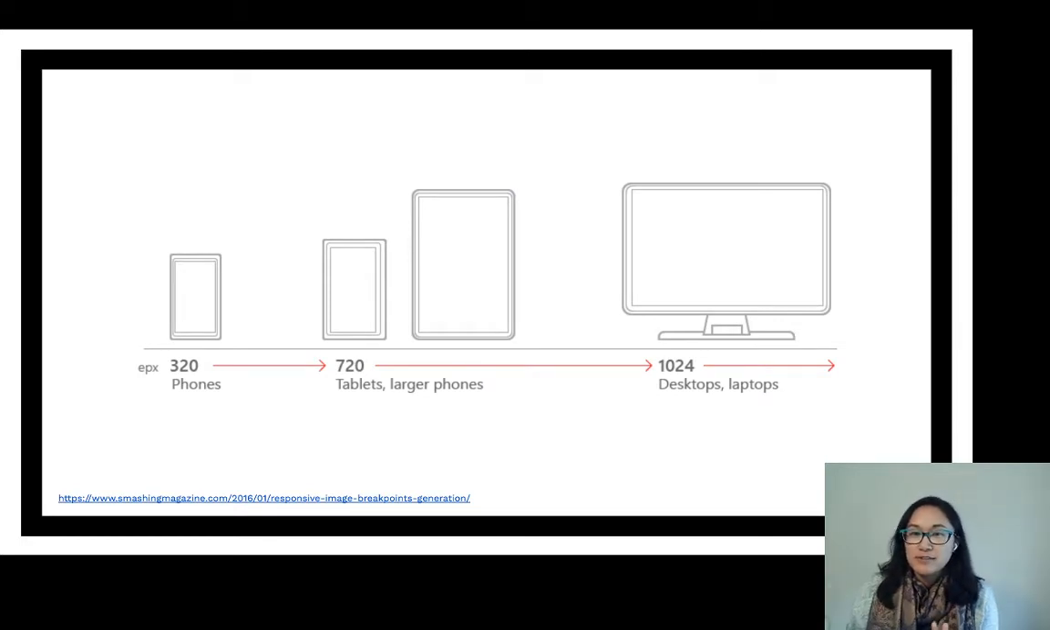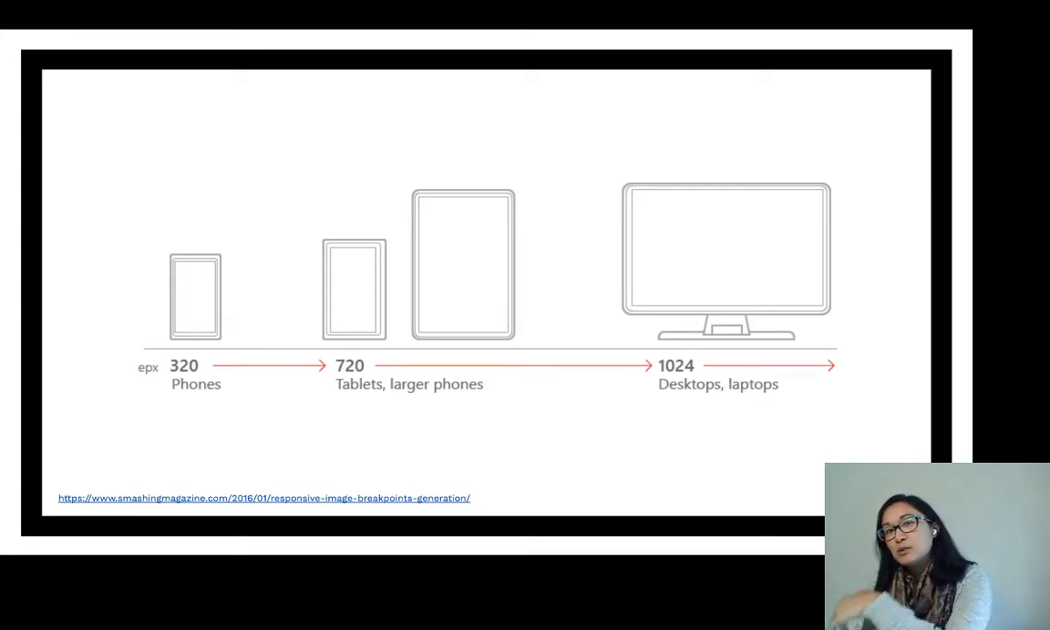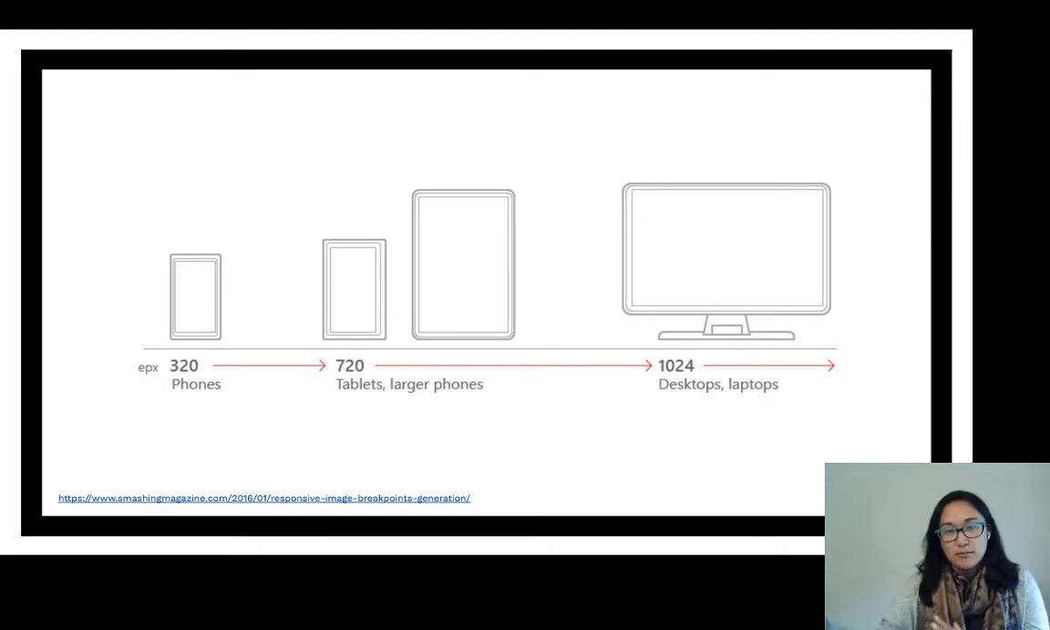Anything up to 720 are the larger tablets or larger phones. And then anything beyond 1024 is desktops and laptops. So all of the in-between space is really the breakpoints at which you design for. So your content starts morphing between, for example, tablets and desktops, so between 720 and 1024. But the minute it switches to 1024 or higher, your navigation may look different. And the same way if you reduce backwards.